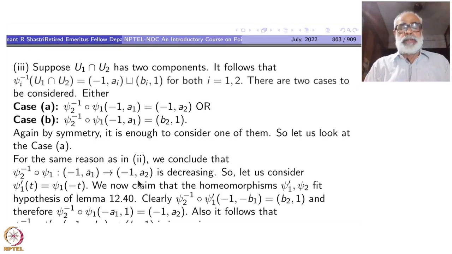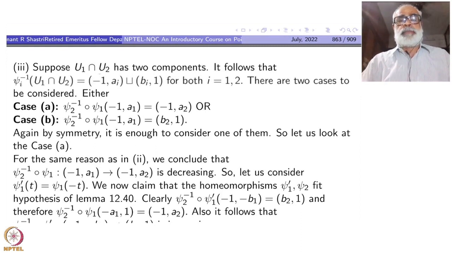Now we are assuming that we have two components for the intersection, U1 intersection U2. It follows that phi I of U1 intersection U2 must again be the endpoints, A_i minus 1 to A_i, disjoint union B_i to 1, for I equal to 1 and 2. Okay, this psi I, this is I here.